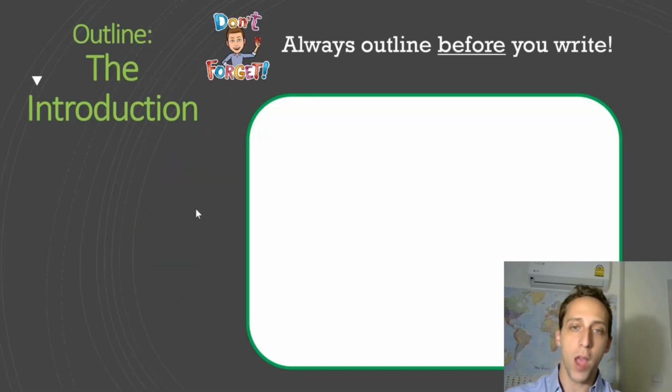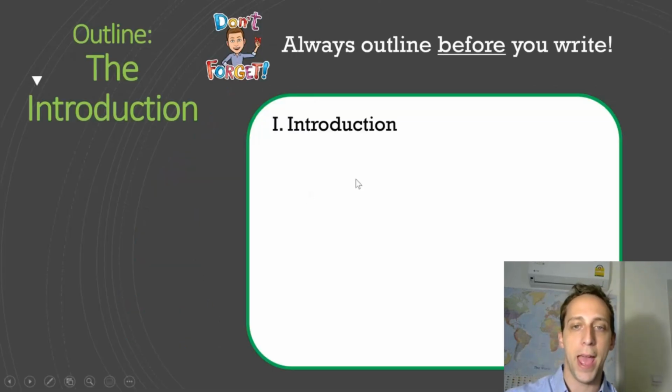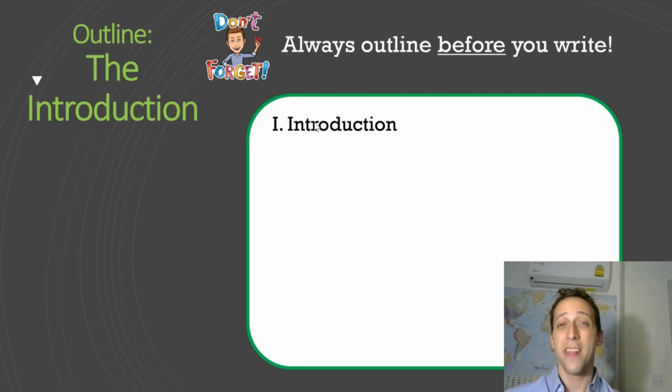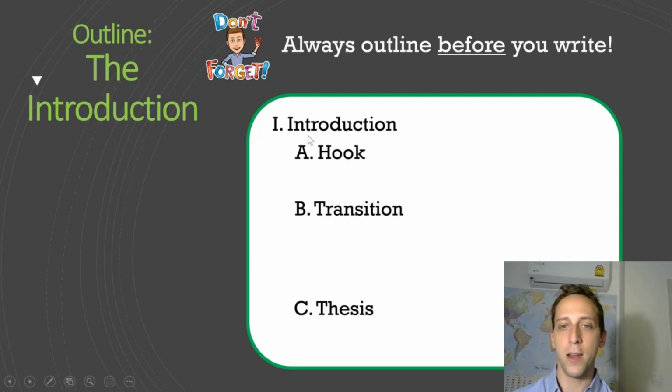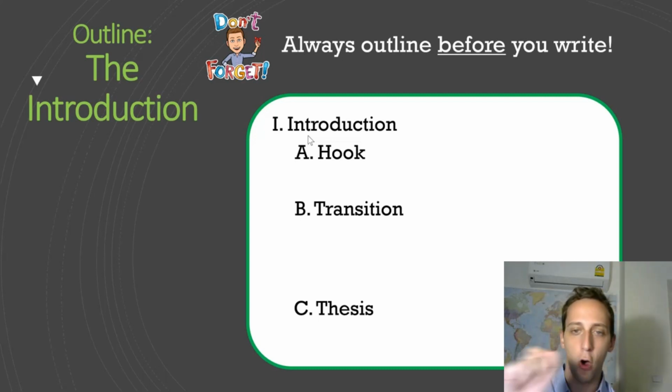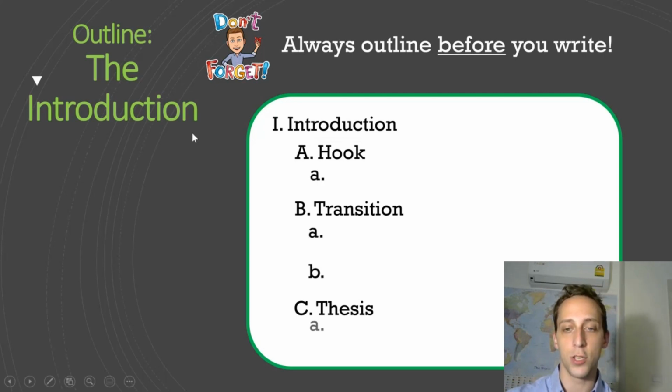So remember, we always outline before we write, and we want to have that first Roman numeral say what my paragraph does. This paragraph is my introduction. So then I have my capital letters that say what I need to do in each paragraph, right? So I need to make a hook, I need a transition, and then I need my thesis, which we already have. Remember step 1, we make our thesis, so we can fill that in right away. And we use these little letters for what we will actually write in our papers.